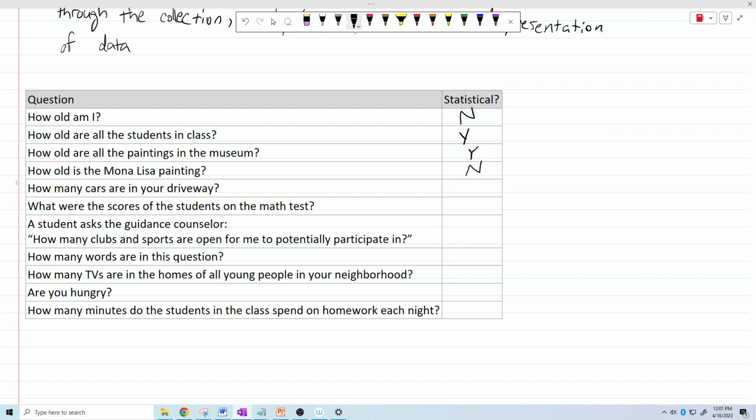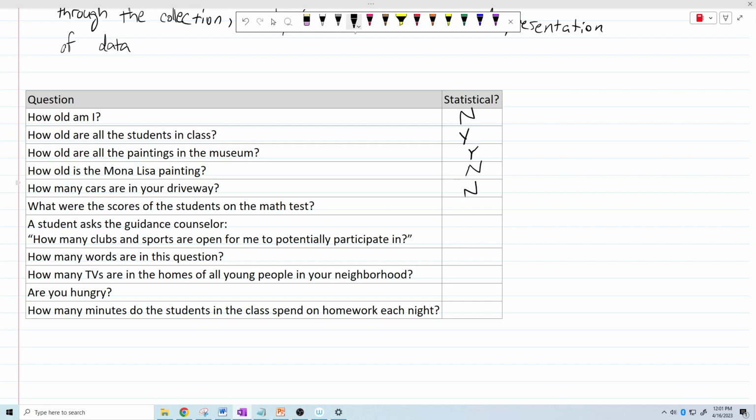How many cars are in your parents' driveway? I'm not talking about certain times of day. I'm simply saying, how many are in the driveway at the exact moment I'm asking? Well, you can look outside and see how many there are. There's no variation there. It just is or isn't.